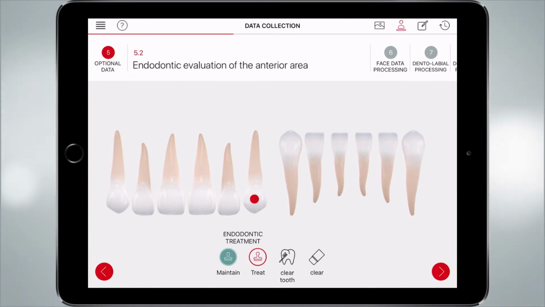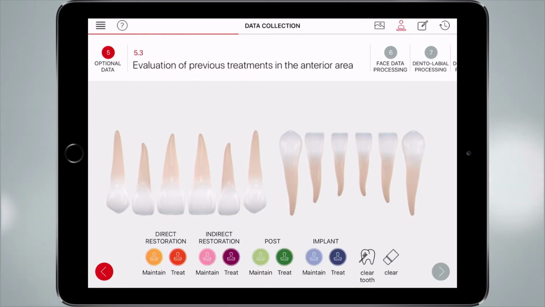So we go ahead again. And the same options you have also for direct or indirect restorations, posts, and implants. So you can really put in everything you want. So you can have a direct restoration that has to be made on the central incisor, and an indirect restoration on the cuspid. I don't know, it's something like that. You can put what you want. You can have all the options.